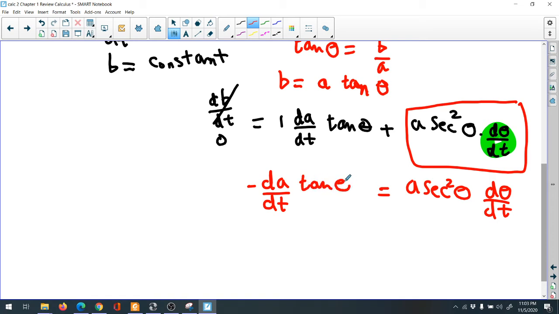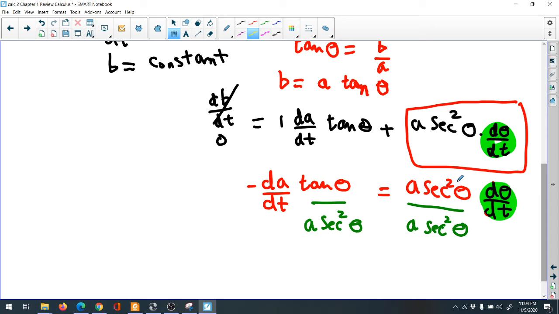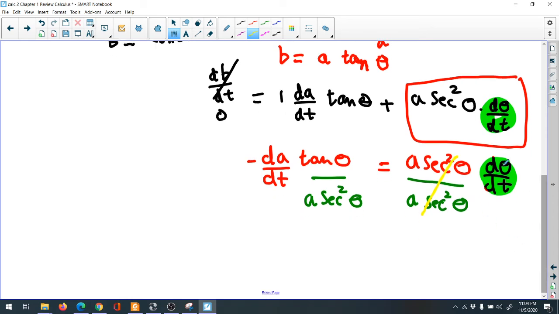tangent theta. And remember that I need to solve it for d theta with respect to the time. I need to separate that. So to separate that, we need to get rid of a secant square theta. Just divide by it. So we're going to divide by a secant square theta. And here's a secant square theta. This will be cancelled out. And d theta with respect to the time is left.